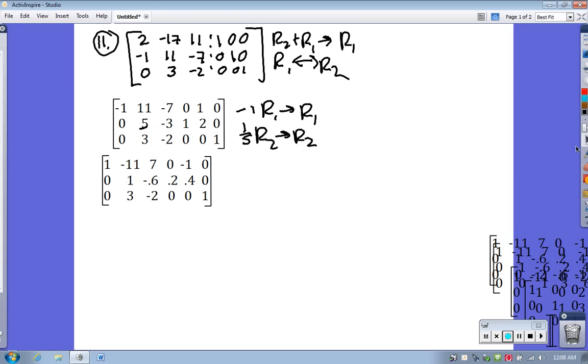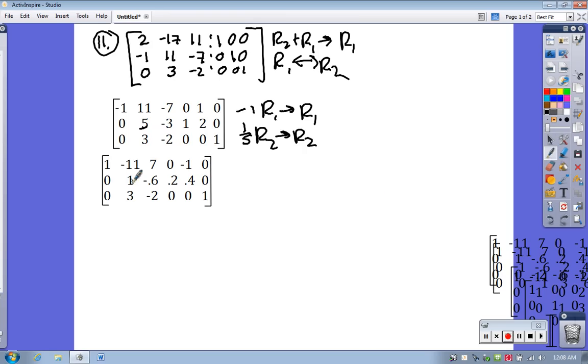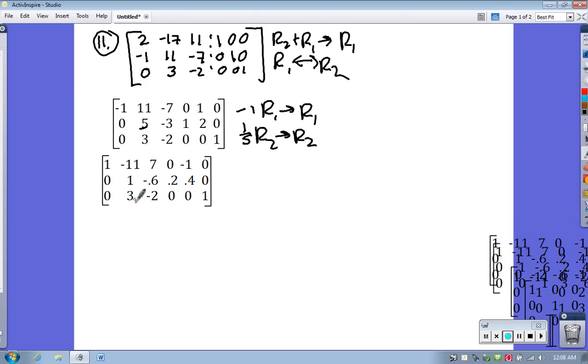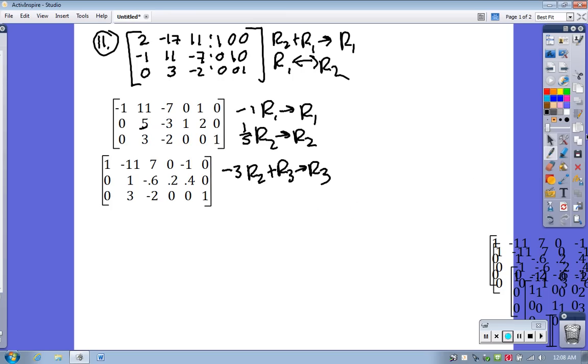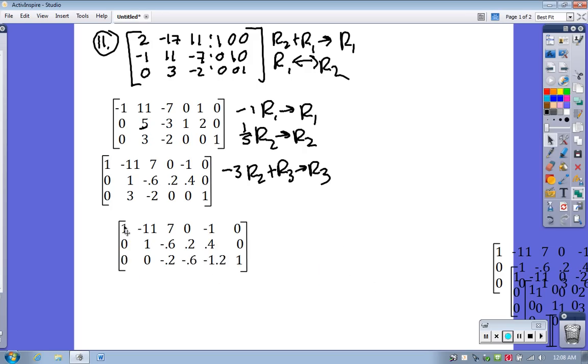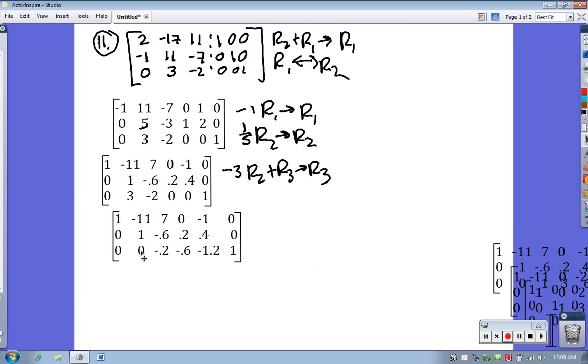So now what I can do is use this 1 to get rid of that 3. So -3 times row 2 plus row 3 is going to go into row 3. I can do that, and let's see where we're at after I do that. Looks like I'm here. Yeah, that's a 0. Gosh, I don't like this -0.2. I want this to be a 1 as well.